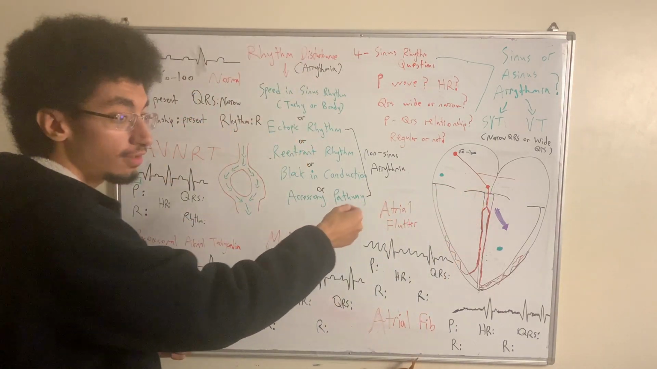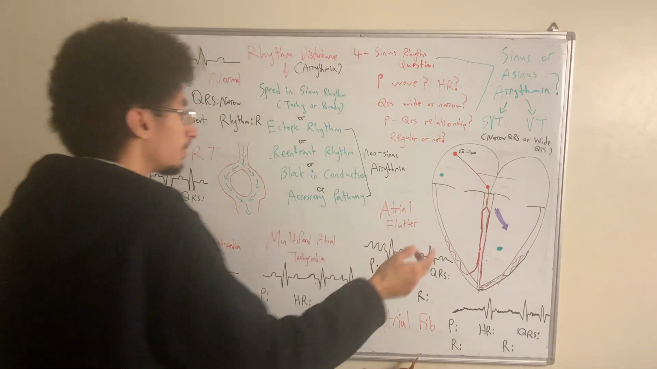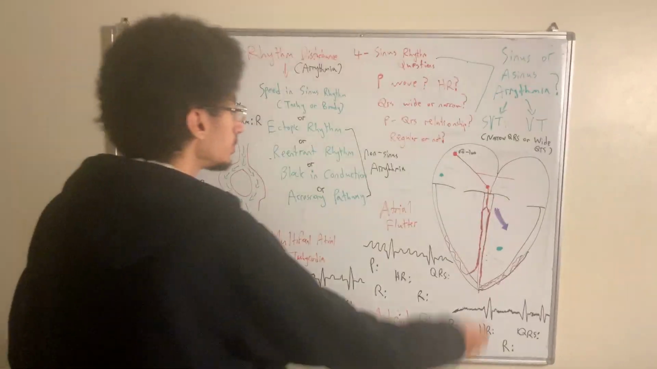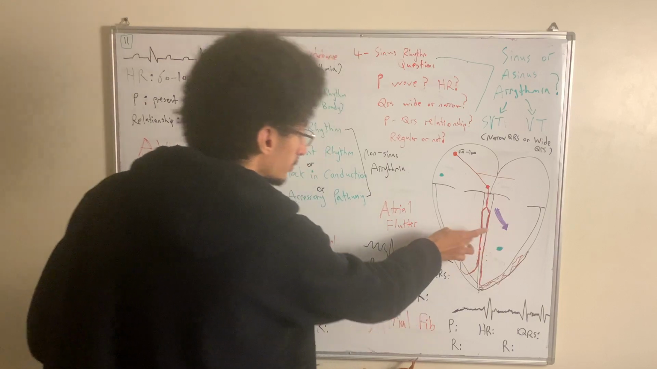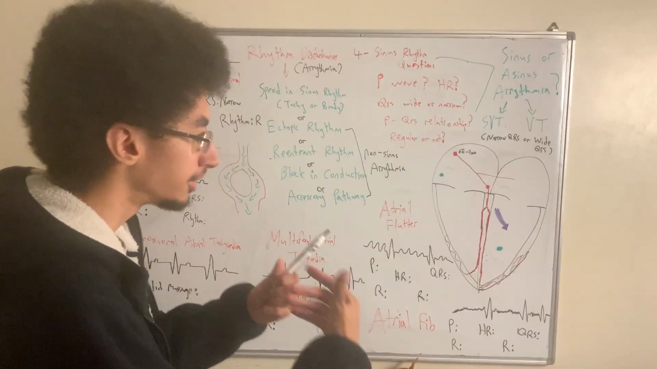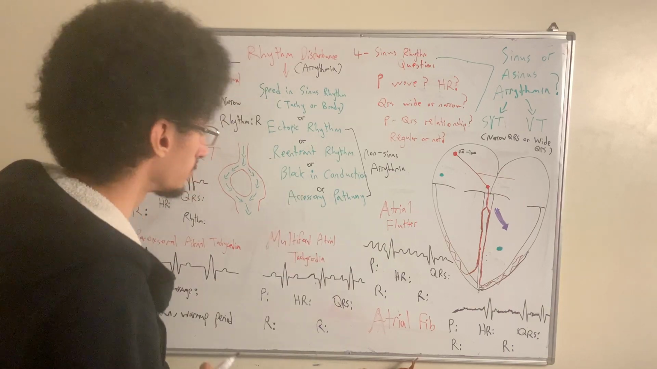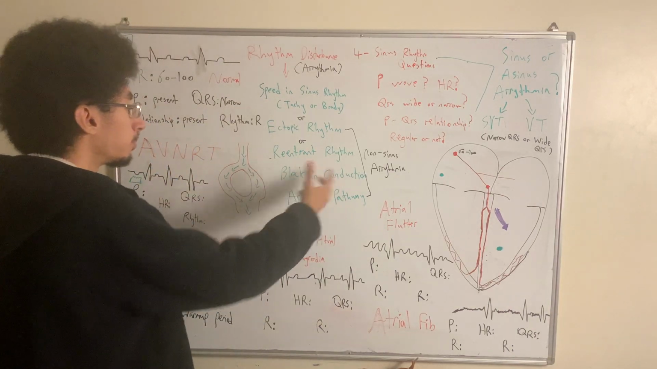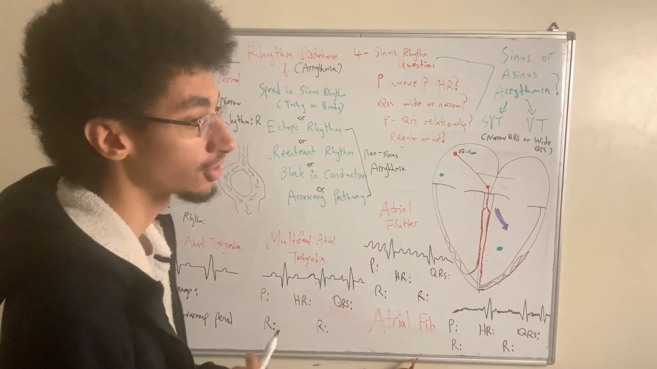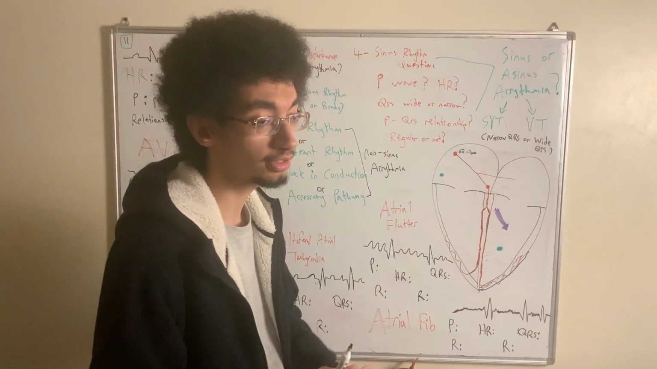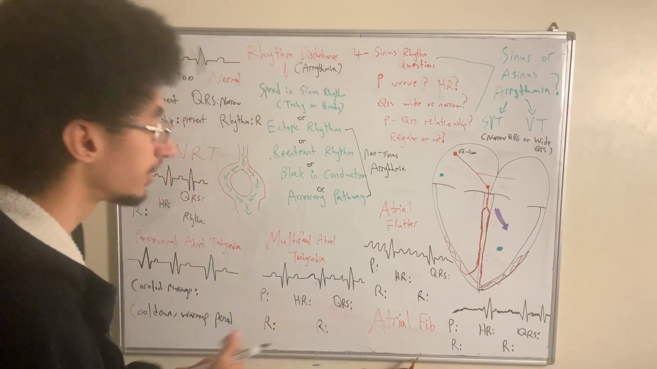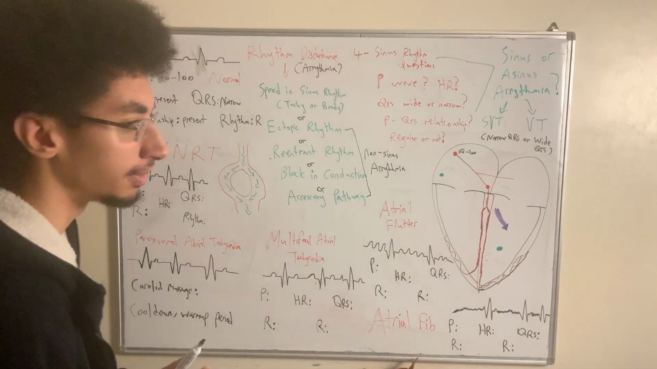Or if you don't have a block on the AV node, you could have a block on the bundle of His, or you could have a block on the right or left bundle branches. Alright? And this will give us right and left bundle branch block. We'll see it in upcoming videos. So you could have a block in the conduction system. Everything is normal, but there's a block in the way. We'll talk about that in detail in upcoming videos.